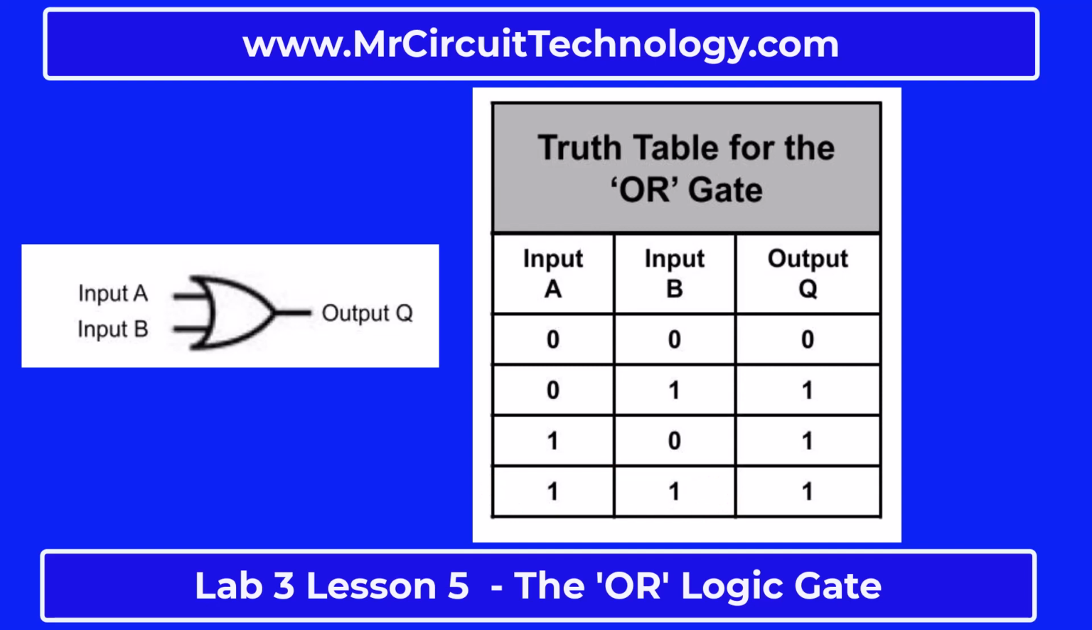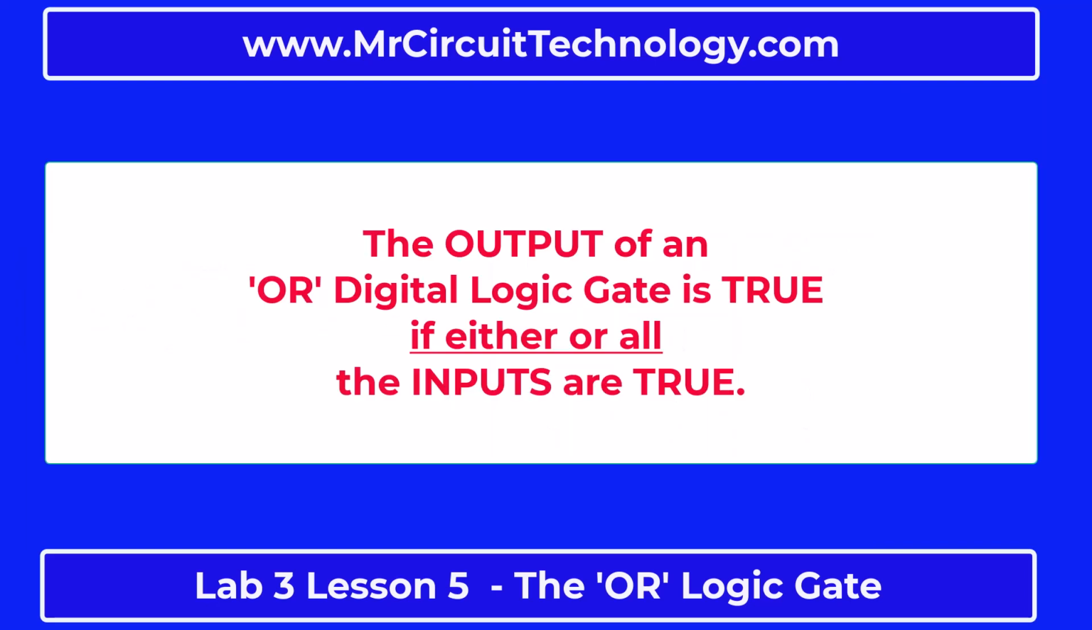On an OR logic gate with only 2 inputs, if either input is true, the output will be true. Otherwise, the output is false. The general rule for an OR gate is stated as follows. The output of an OR digital logic gate is true if either or both of the inputs are true.